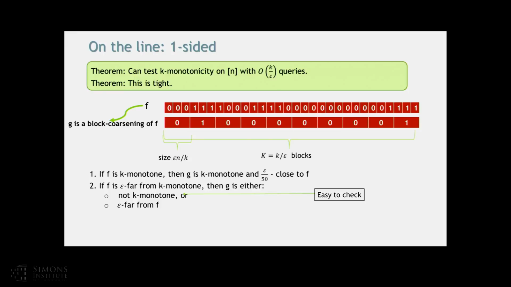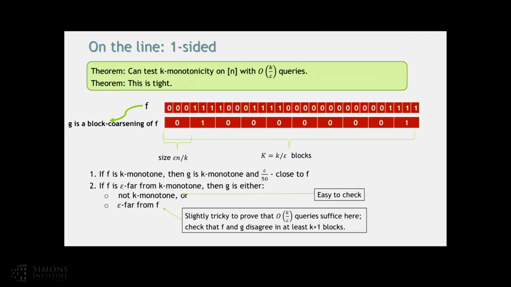Now, if it's epsilon-far, you can try to check that f and G are far from each other. We have to be a little bit careful about this if we really want to get k over epsilon queries. If you allow something like epsilon squared in there, then it's very easy. We have to be a little bit careful with the analysis: we essentially are going to do constant work per block to check things. If we try to check every block individually, that would be too expensive. But sort of amortized, we can do constant work per block.